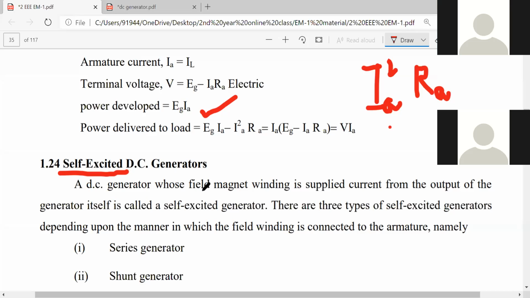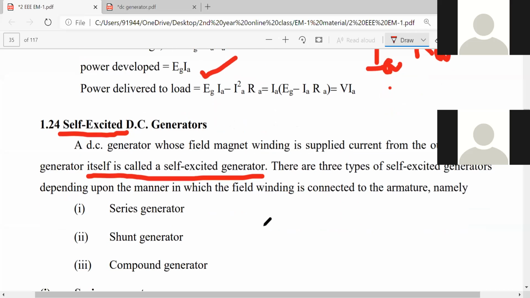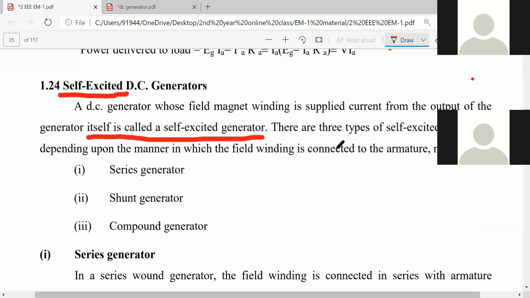A DC generator whose field magnet winding is supplied with current from the output of the generator itself is called a self-excited generator. There are three basic types, you know: series generator, shunt generator, compound generator.